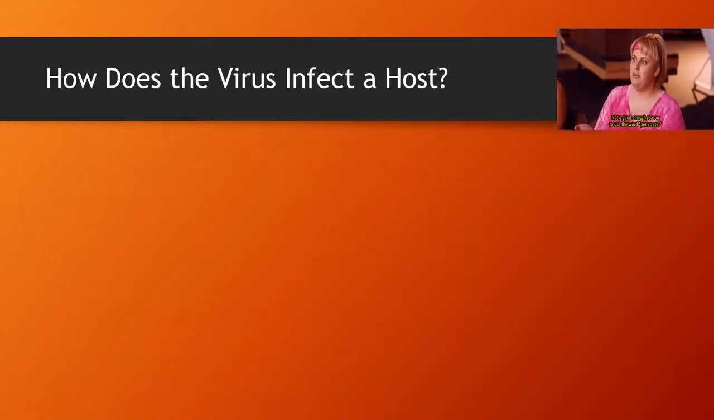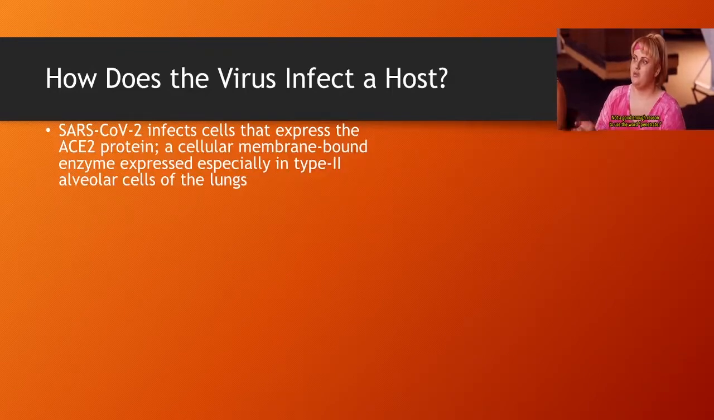Now, how does the virus actually infect a host? This is going to get a little nitty-gritty in the science. I will try and explain it as best I can. Essentially, SARS-CoV-2 infects cells that express the ACE2 protein, a cellular membrane-bound enzyme expressed especially in type 2 alveolar cells of the lungs. What that means is the cells that line the inside of your lungs, especially the alveoli, the little sacs that pick up the oxygen when they expand. Very, very important for you to be able to breathe properly, as you can imagine.